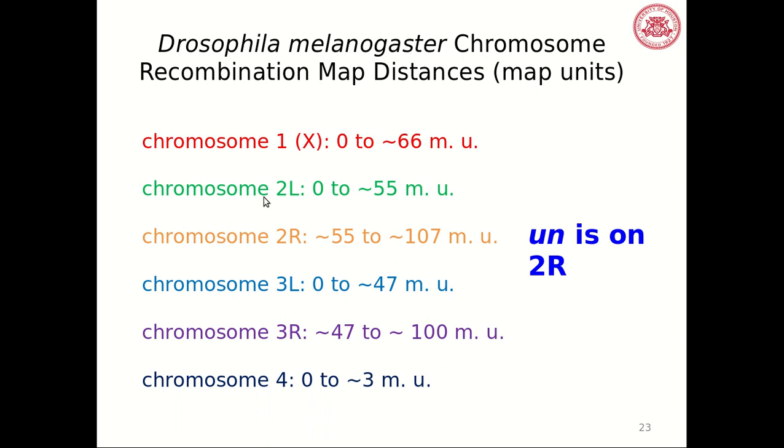To L 0 to 55, unknown is here, so 55. I don't know what they're trying to tell us here. The size, I guess, the lengths, 0 to 66. 2R, so this is the chromosome that your unknown is on.